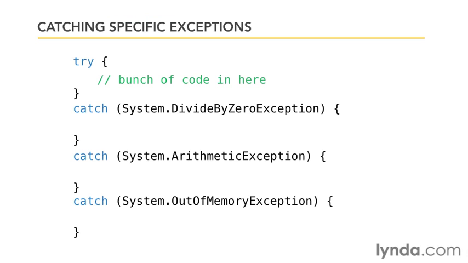So in the case that you see here, I've got a try block where I'm going to try a whole bunch of code, and then I have several catch handlers all in a row. So I've got a catch handler for an exception that's divide by zero. I've got a catch handler for an arithmetic exception. I've got a catch handler in case we run out of memory. There's all kinds of stuff that I can put here. And I could put a generic catch at the bottom of all this too that catches exceptions that don't get caught by these.